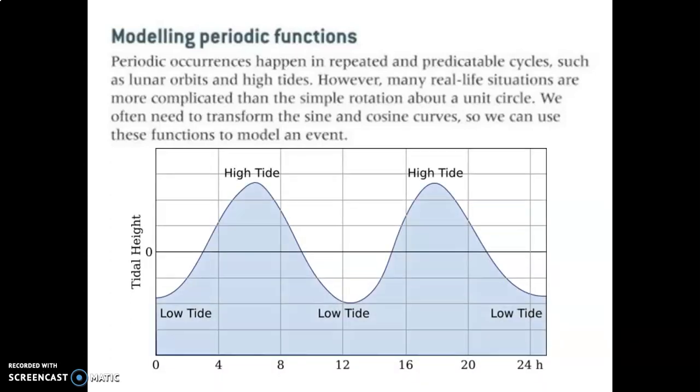So here's an example of tides, and we can see during the day the tides go up and down, up and down. That's definitely periodic. We can use a sine or cosine function to model that. And notice again, one period, from bottom of the wave to bottom of the wave, is 12 hours here, half a day, and that's not 2 pi. So we're going to have to transform a function to model that.